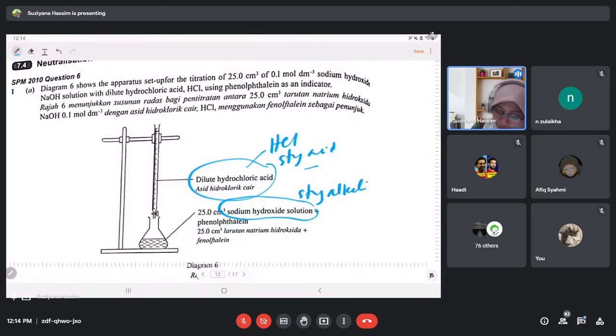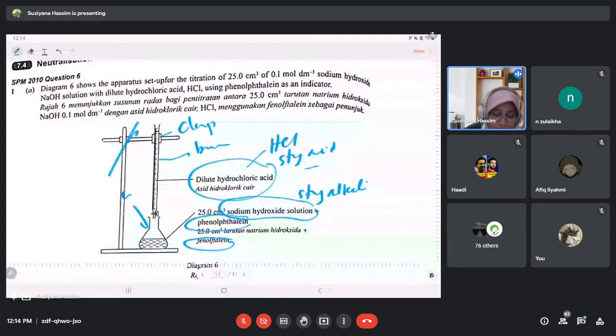Okay, phenolphthalein. Spelling mesti correct. Kalau spelling salah, salah. Okay, untuk drawing, mesti label burette, clamp, conical flask. You tak perlu lukis yang ni pun tak apa sayang. Just understood is a clamp here. Okay, another one you can write white tile here. White tile or white paper to see the color changes more clearly.